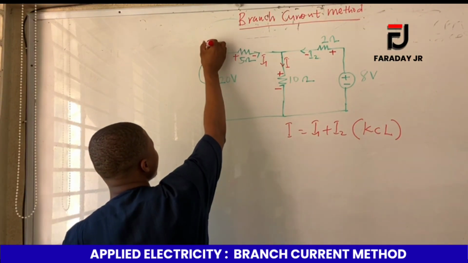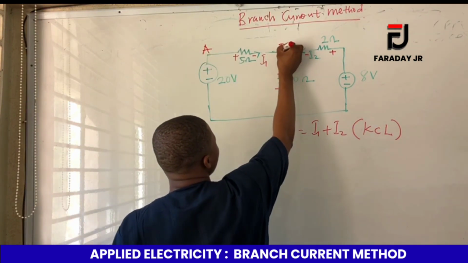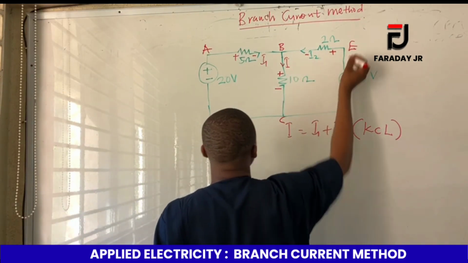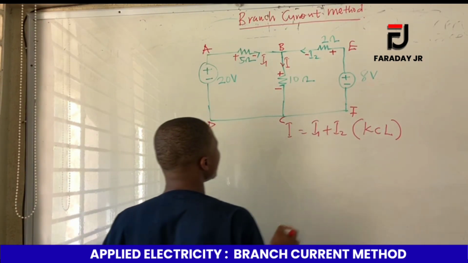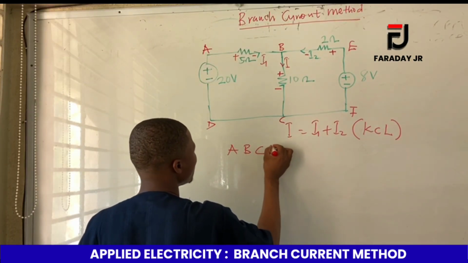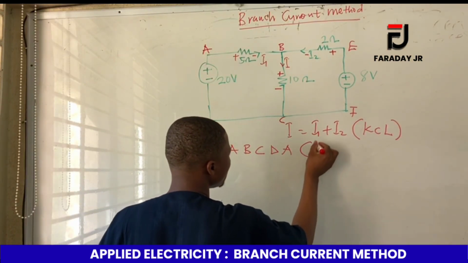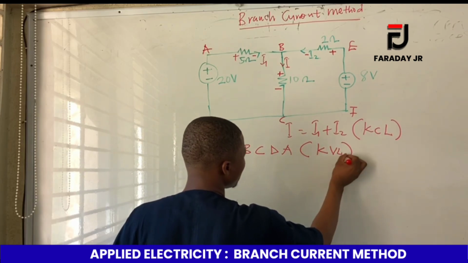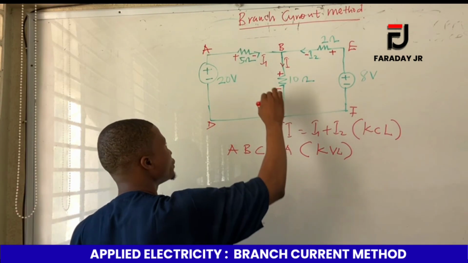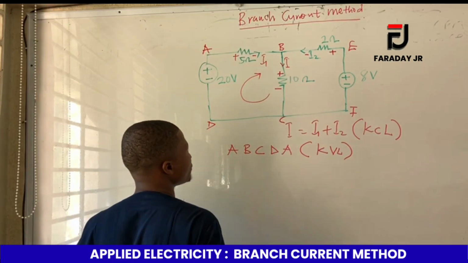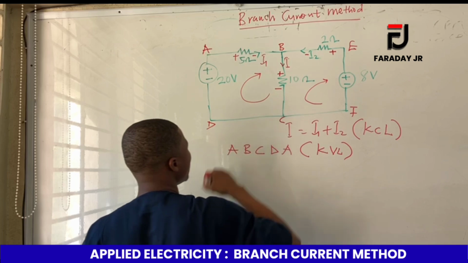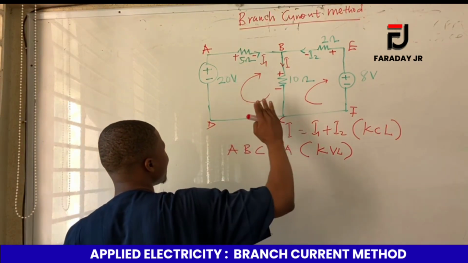So we can see this one is called A, B, C, D back to A, and then we can call this one E, and then F. So considering circuit A, B, C, D back to A using Kirchhoff's voltage law, right? So now we can choose to move in any direction, either clockwise or anti-clockwise. So in this question, I'm using the clockwise manner. If I do this one clockwise, it means that I have to also do the same thing for this, right? So we are moving in the clockwise direction.